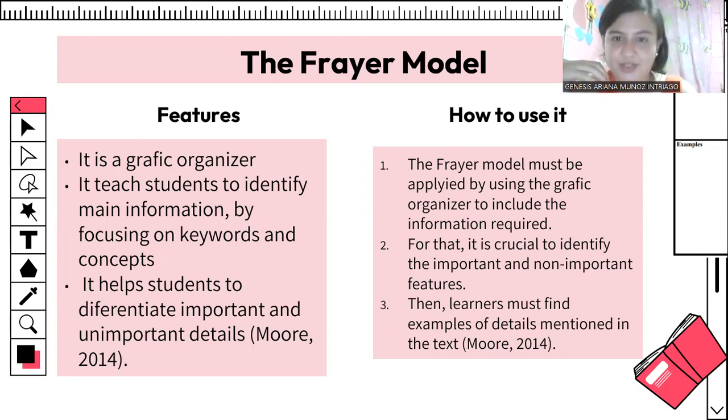So to apply this strategy, students must use the graphic organizer that I mentioned before and include the information that is required, okay? And for that, it is crucial for them to identify, first of all, the important features and the non-important features, examples and non-examples, okay?